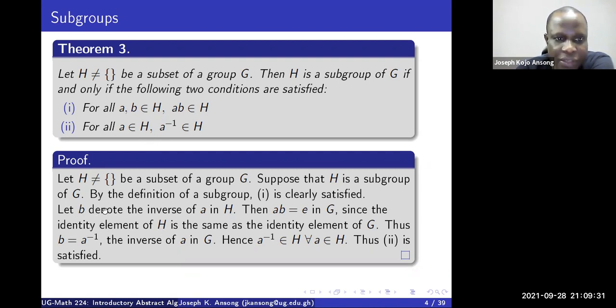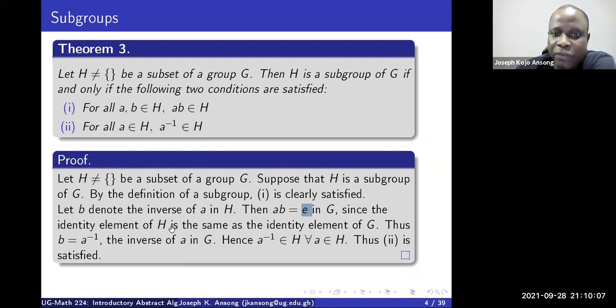So you can let, for instance, B denote the inverse of A in H. It must have an inverse because we are supposing H to be a subgroup. So if I multiply A and B, I should get E, which is the identity element in G. Well, we have proved already that the identity element is unique. There's only one identity element. So if H is a subgroup, it must have an identity element, and that identity element must be the same identity element as G. So AB is equal to the identity element E in G.